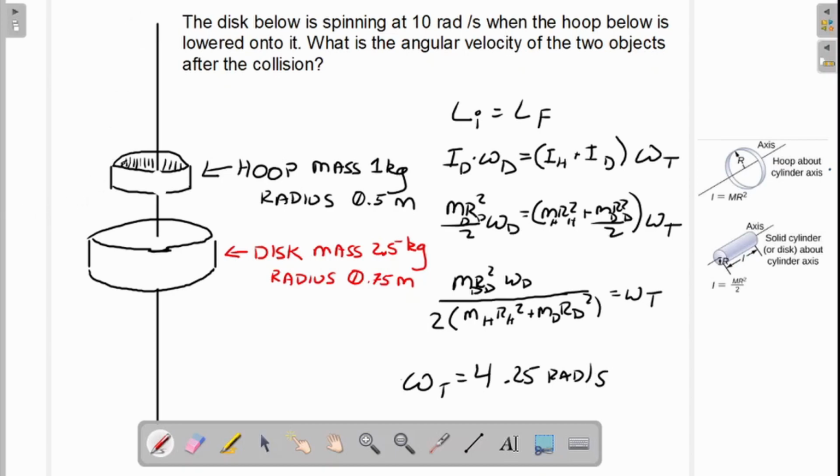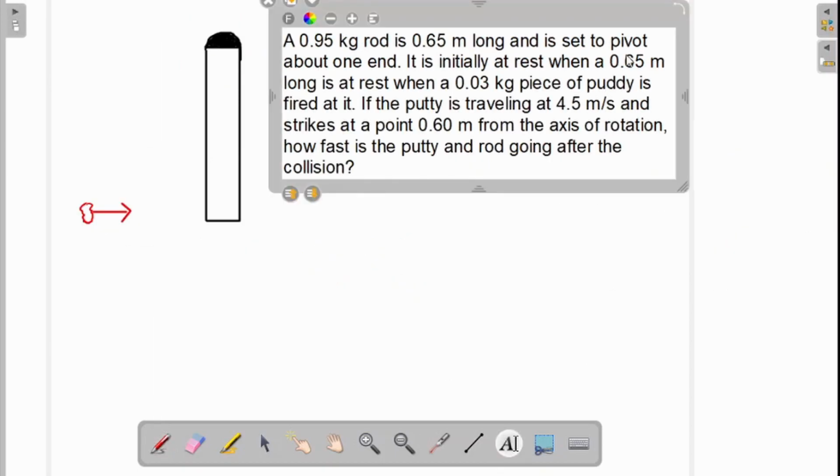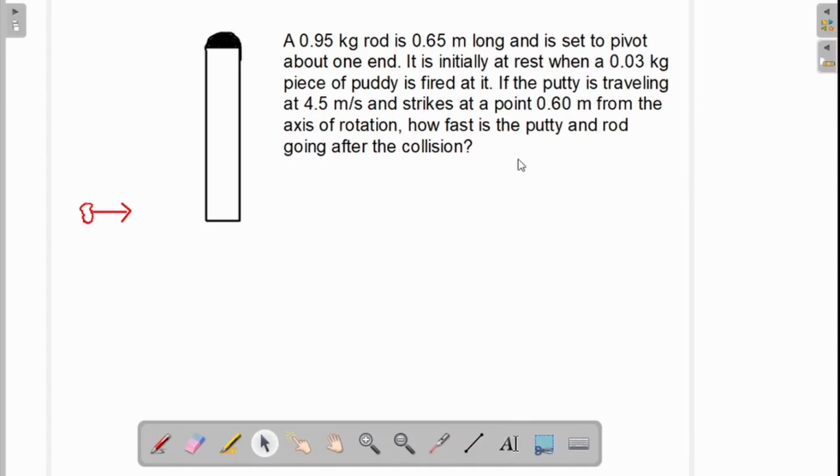The second style of problem that we typically see is something comes in and sticks. A 0.95 kilogram rod is 0.65 meters long and set to pivot about one end, or the black section at the top. It is initially at rest when a 0.03 kilogram piece of putty is fired at it. If the putty is traveling at 4.5 meters per second, it strikes at a point 0.60 meters from the axis of rotation. So it's hitting here as opposed to right at the tip. How fast is the putty and the rod going after the collision? We're going to treat this as a conservation of angular momentum, so the setup isn't too different.